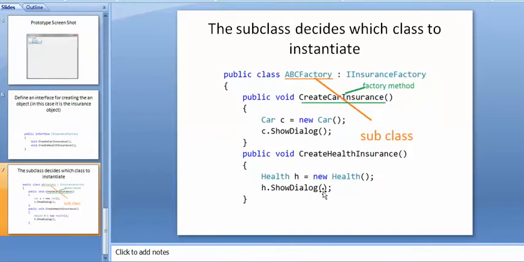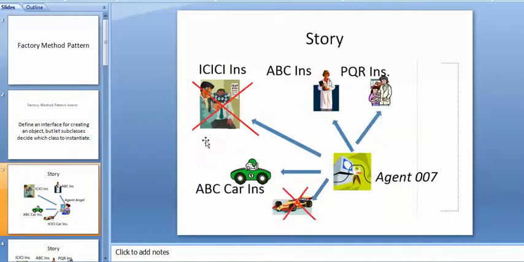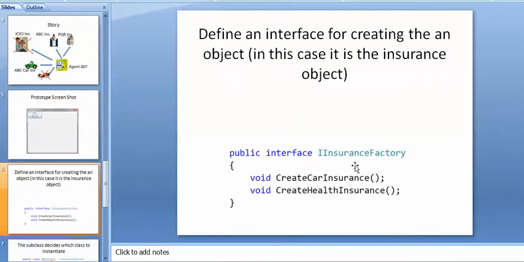Let's go back to the definition of the pattern one more time. Define an interface for creating an object, but let subclasses decide which class to instantiate. So this is the interface. The IInsurance factory is the interface that we are going to tie to the front end, and create car insurance and create health insurance will be the factory methods that create the objects. Now there is another piece to this. The subclasses decide which class to instantiate.